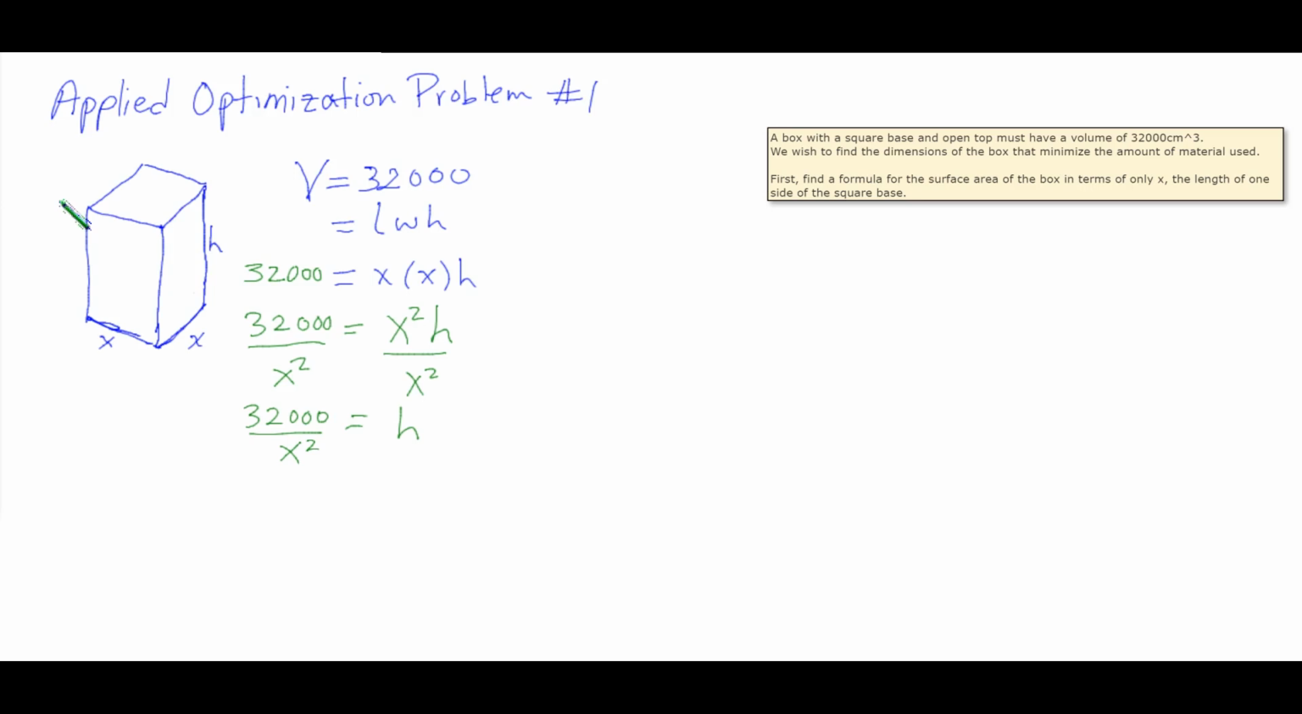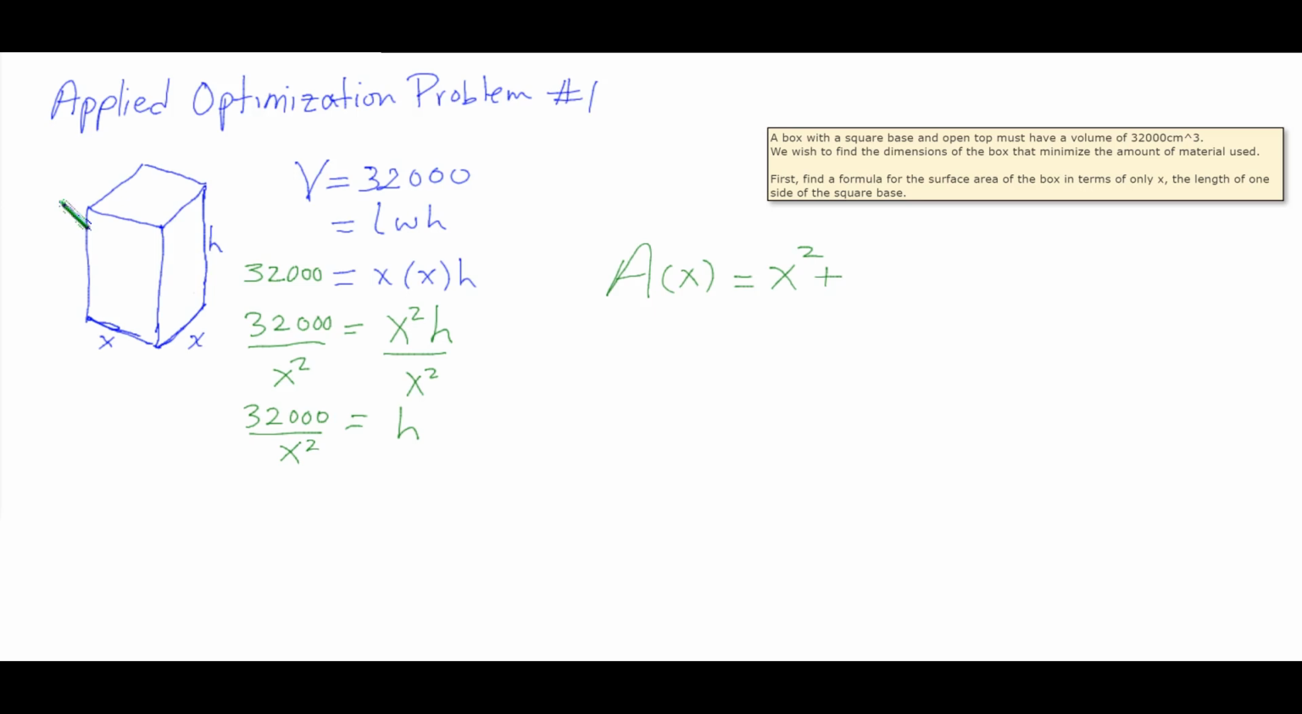So to look at this part of the problem where it says, first find a formula for the surface area of the box in terms of only x, let's look at area. The surface area we're going to represent by A, the letter A. To find the surface area, we need to find the area of the base. Well, the area of the base is just going to be length times width, which is going to be x squared.